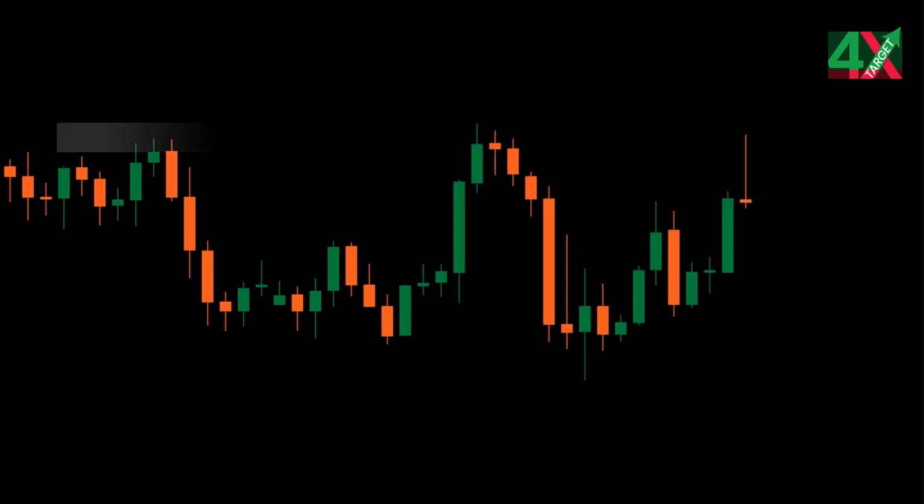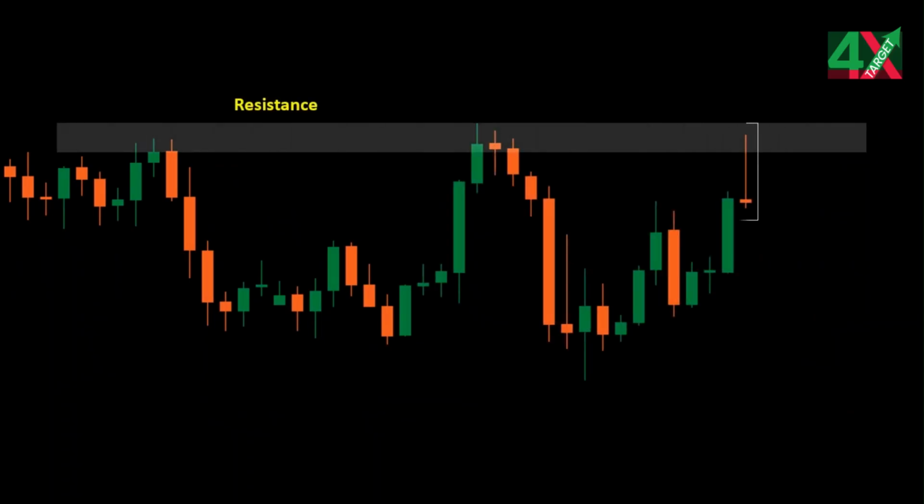In this setup, a gravestone doji forms right at a key resistance level, a classic bearish signal indicating that buyers attempted to push the price higher, but sellers ultimately took control and forced the price back down by the close. The long upper wick shows a clear rejection of higher prices, which is a strong indication of potential trend reversal. This formation is especially significant after an uptrend or near a known resistance zone, where market momentum tends to weaken.